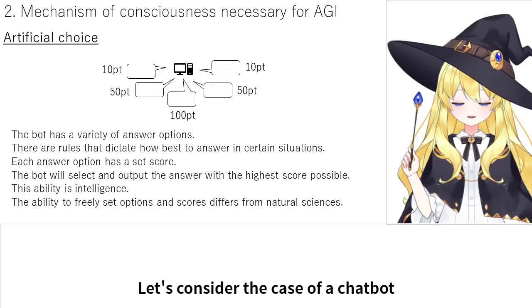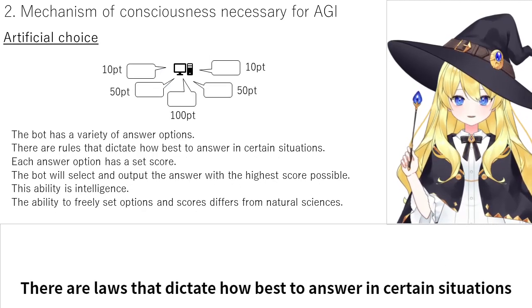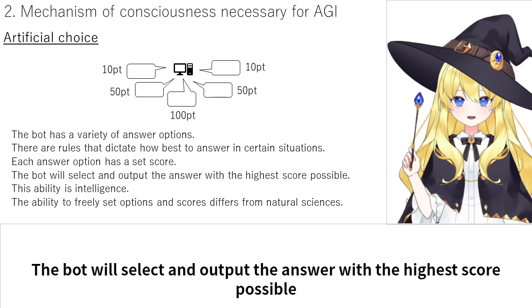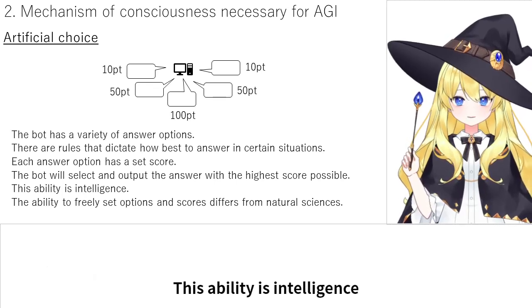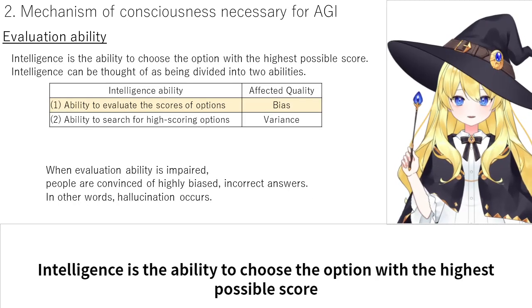Let's consider the case of a chatbot. The bot has a variety of answer options. There are laws that dictate how best to answer in certain situations. Each answer option has a set score. The bot will select and output the answer with the highest score possible. This ability is intelligence. The ability to freely set options and scores differs from natural sciences. Intelligence is the ability to choose the option with the highest possible score.